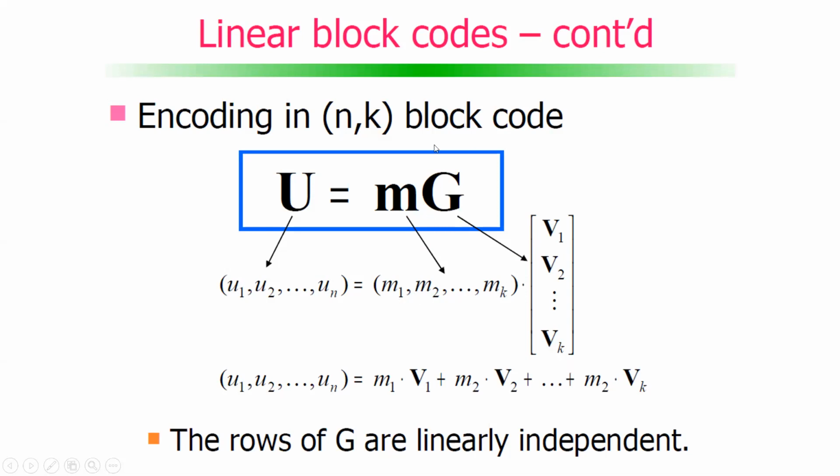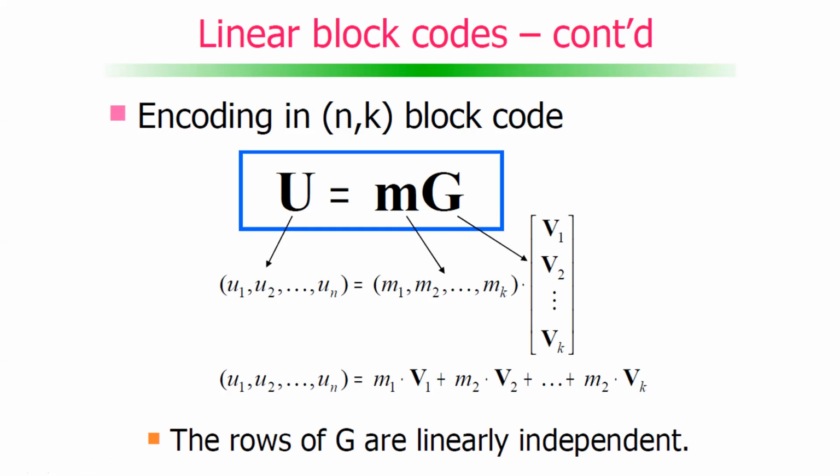And G is the generating matrix. How many vectors will be there in the generating matrix? Only k vectors will be there. Only k code words will be there: V1, V2, up to Vk, right? And how will I generate the code words? I will generate the respective code words by multiplying the message, because I have to find out the code word corresponding to the message combinations, right?